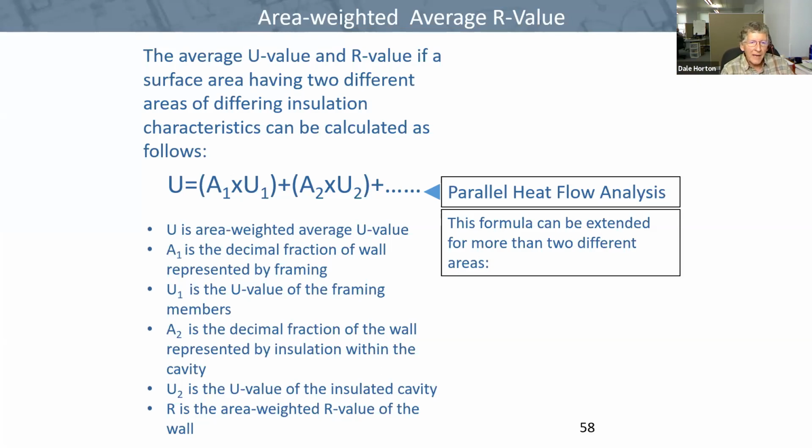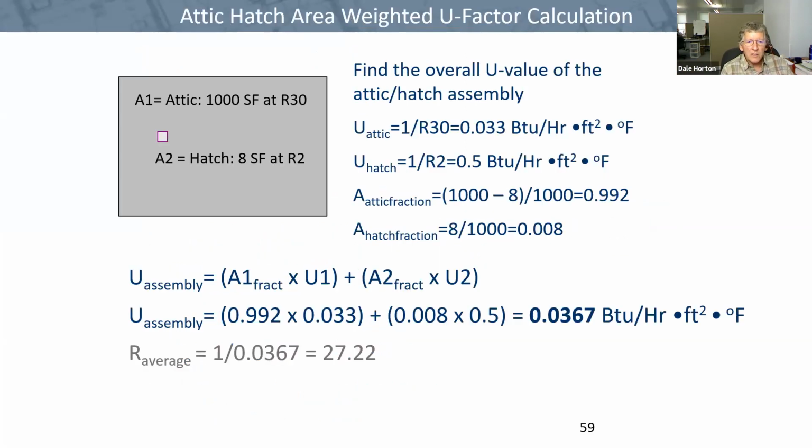It's just an area fraction times the U factor, and you can do that for as many different areas as you want. This is an example of a calculation where you're calculating the area weighted U factor for the ceiling, since it has a hatch area that's much more poorly insulated than the rest of the roof. I'm not going to go through it in detail, but the slide gives you a fairly simple way of being able to calculate what the weighted value is.